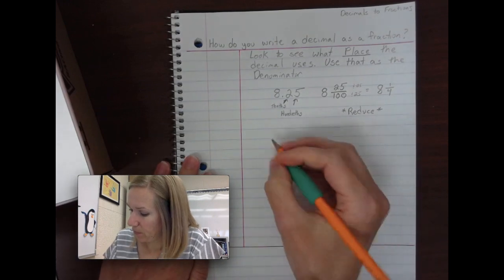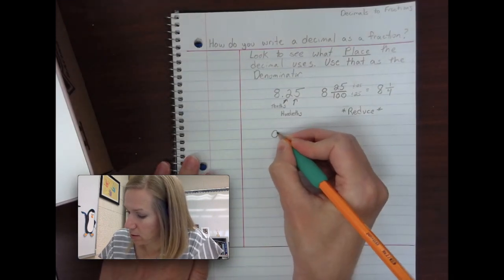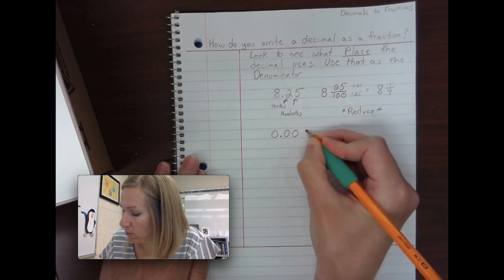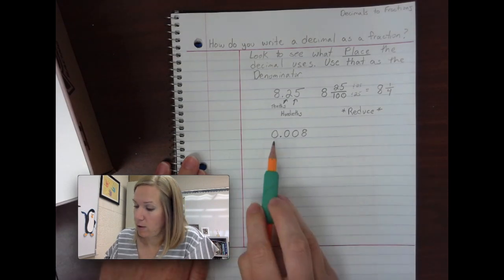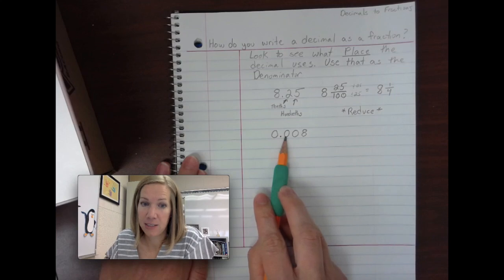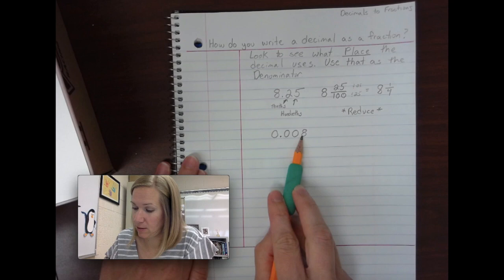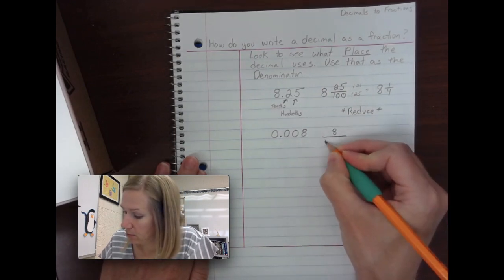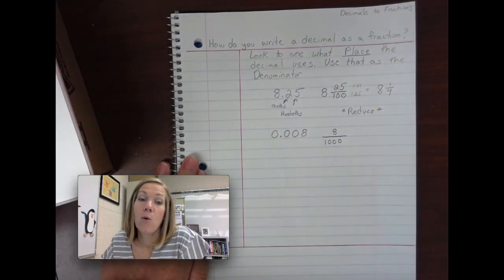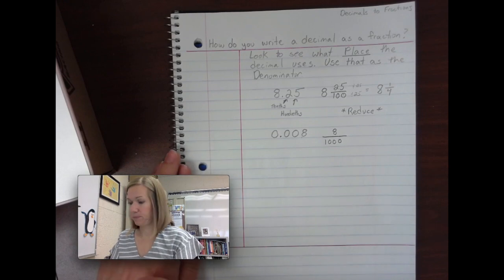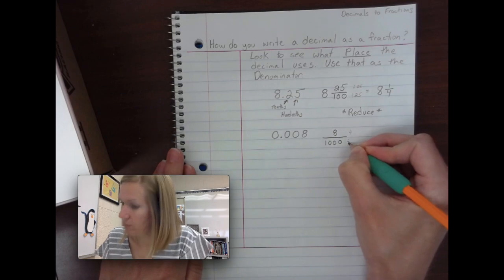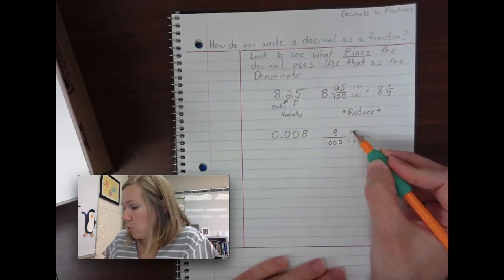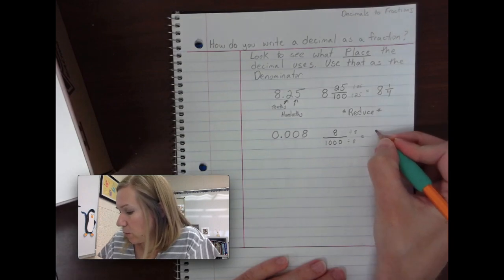So let's try one a little different. Let's do 0.008. Now, this is the ones place, tenths, hundredths, thousandths. So we know to put this over 1,000. And the number is 8 over 1,000. Once again, this is not in simplest form. We're going to divide both the numerator and denominator by 8, and we will get 1 over 125.